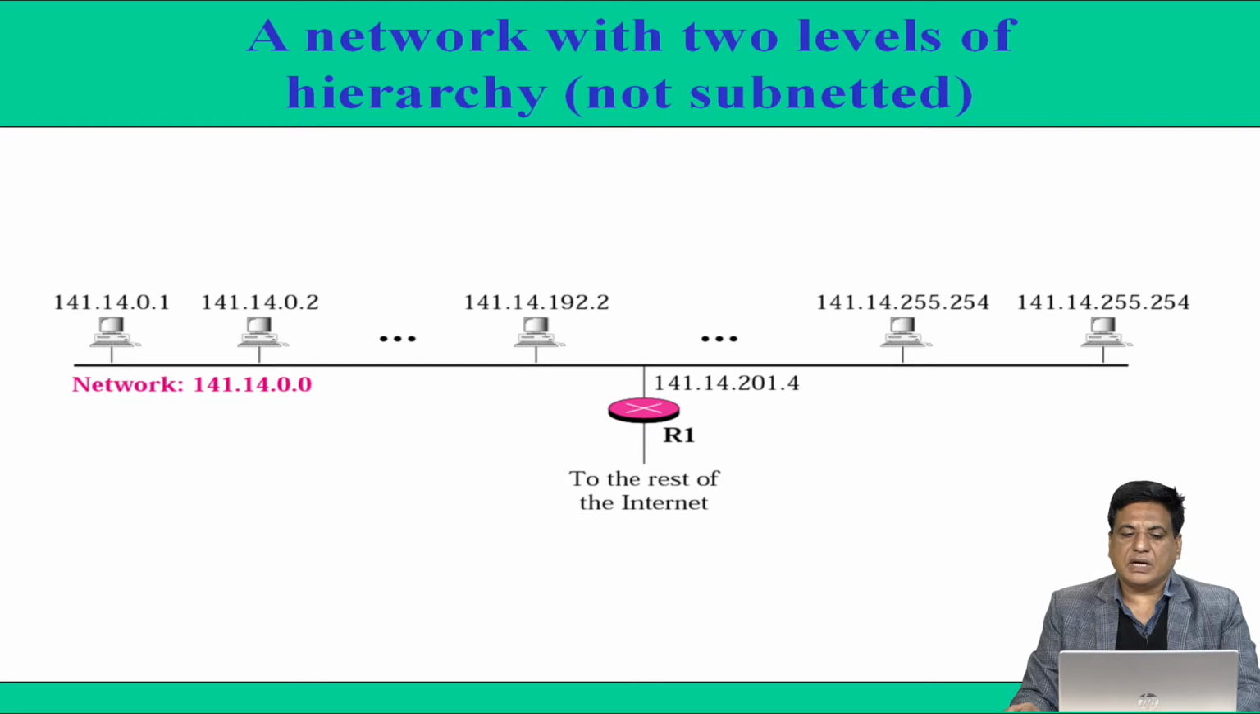Here we are given one network address, 141.14.0.0. This is a class B address in which we are not performing any subnetting. Here we have two things, the network ID as well as the host ID. Our network ID is 141.14, and our host ID will start from .0.1 to 255.254. So we have two levels, the first containing the network ID and the second containing the host ID. Here we do not have any subnetting.